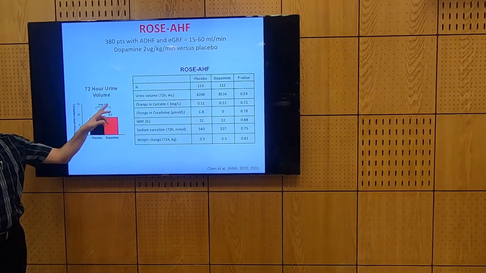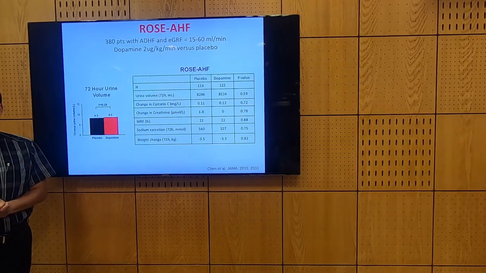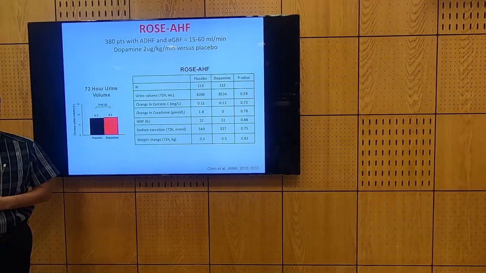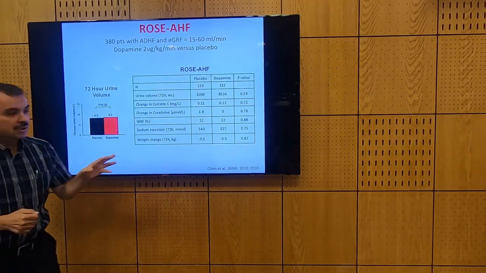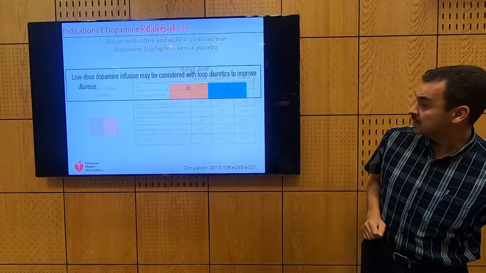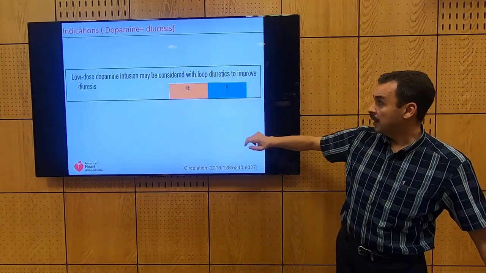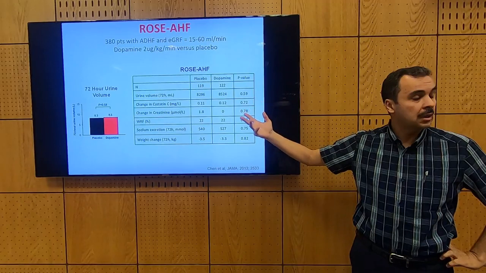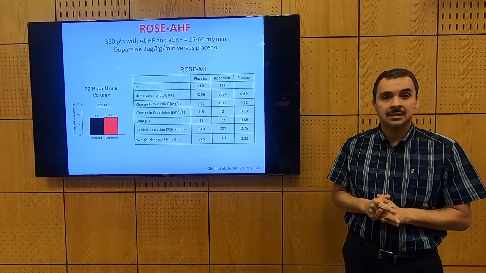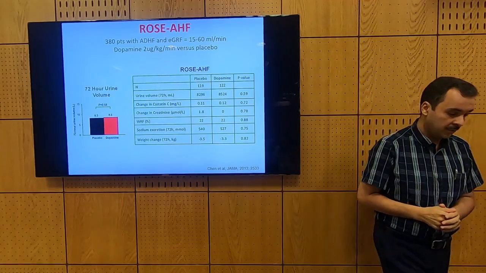Dopamine versus placebo, no difference. And dopamine was associated with increased risk of tachycardia and dysrhythmias. So this class 2B was based upon, I think, level of evidence B, and now we have more good evidence to ignore the use of dopamine as a renal drug in our patients.